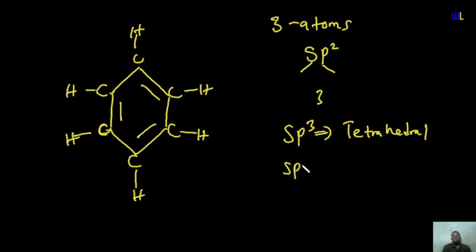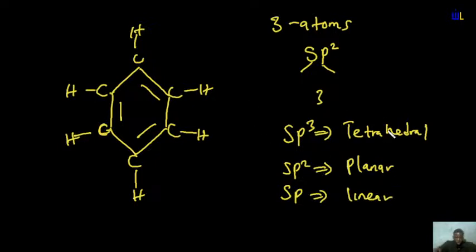In sp2, the shape formed around it is what we call a planar shape. So once you have an sp2 hybridized carbon atom, the shape formed around it is planar. And then finally, sp is linear. So please take note of these three shapes, so that when you are asked these questions, you would fully know what to answer. I hope this is clear.